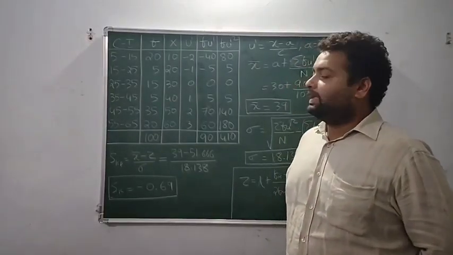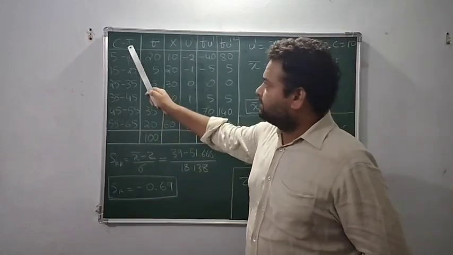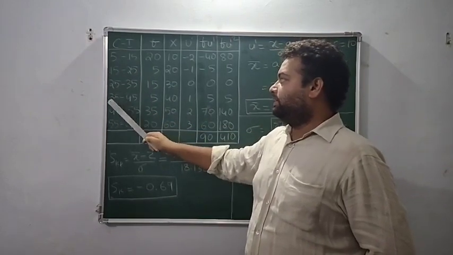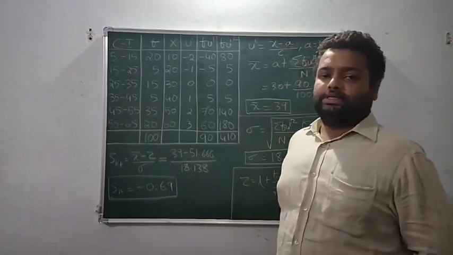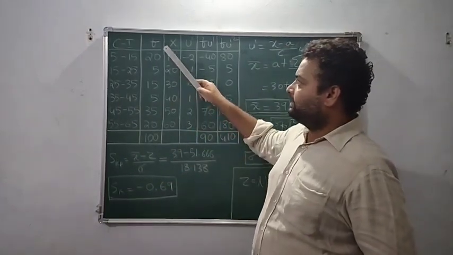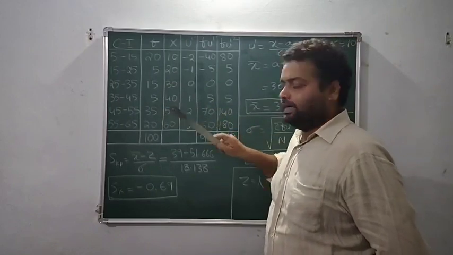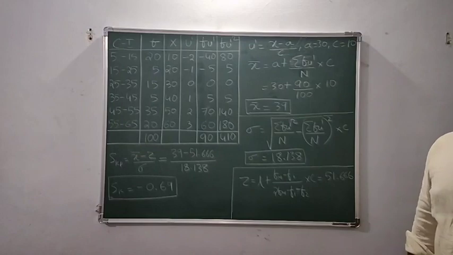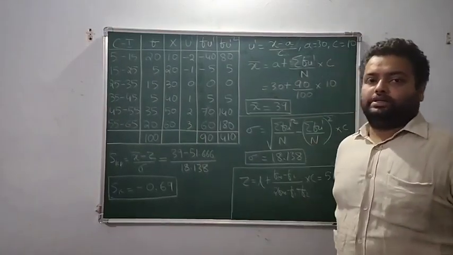So we have another example here, that of continuous data. The class intervals are 5 to 15, 15 to 25, 25 to 35, 35 to 45, 45 to 55, 55 to 65, and the frequencies are 20, 5, 15, 5, 35, 20. So again we are computing Karl Pearson's coefficient of skewness for this distribution here.